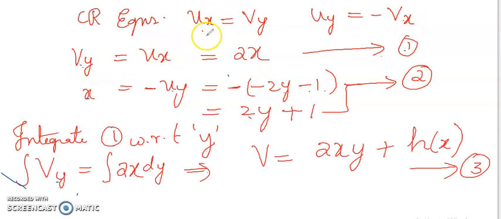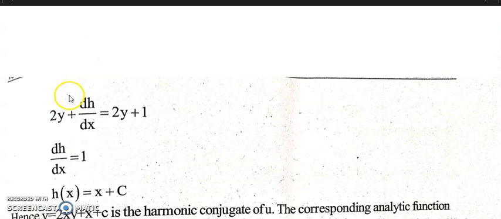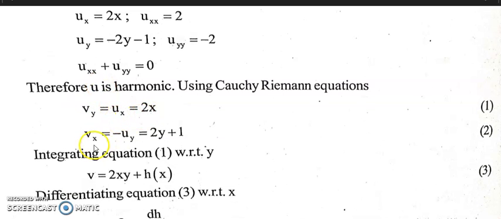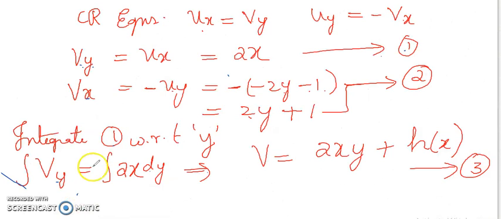After taking the CR equation, I have taken vy and vx. What is vy? vy is ux. ux is 2x, just now we have the values here. And vx is minus uy, and uy is minus 2y minus 1, so vx is 2y plus 1. So we take vy equal to ux, that is 2x, and vx is minus uy.